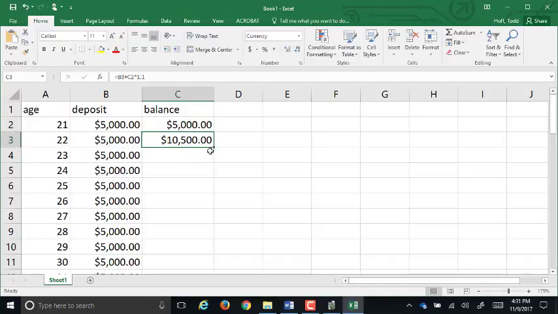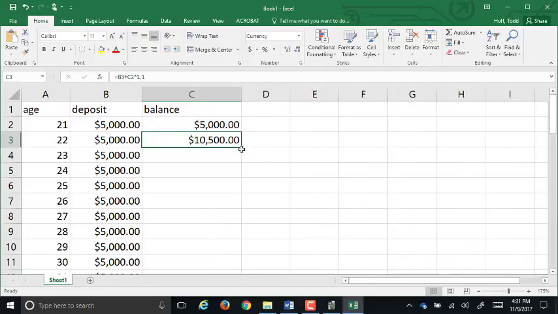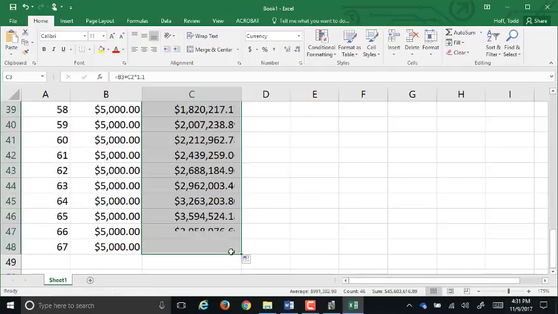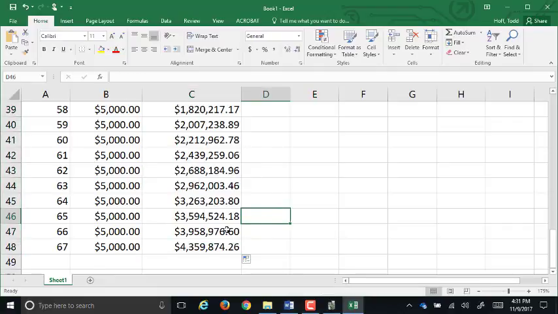So at the end of the second year, you have $10,500. So again, we're depositing $5,000 a year, starting at age 21. Anybody want to guess at how much you would have at 10% interest at age 67? Any guesses? About 4.3 million. 4,359,000. Yeah. That's a decent chunk of change.